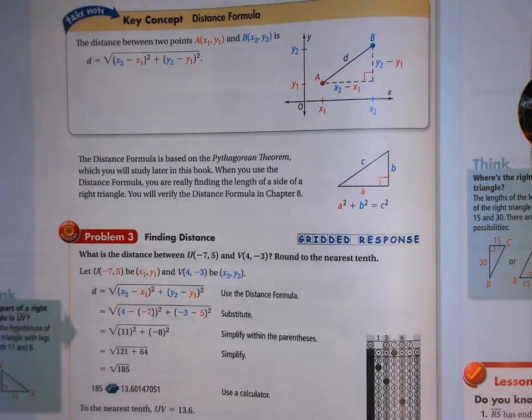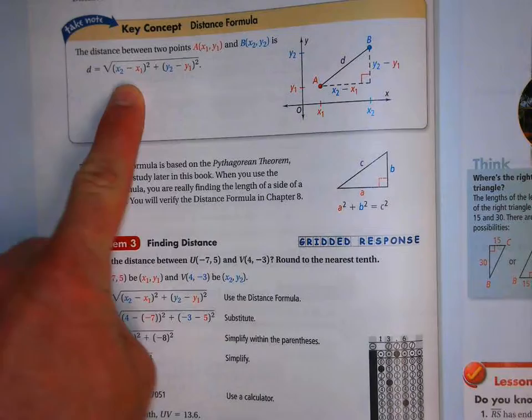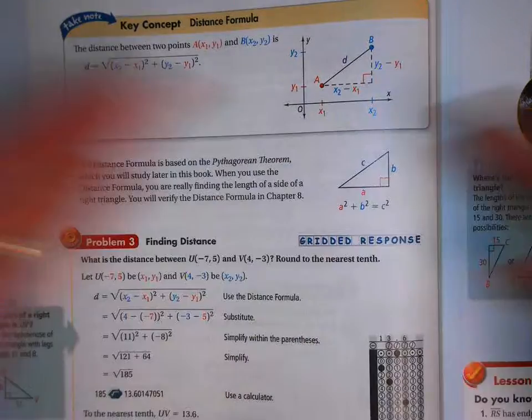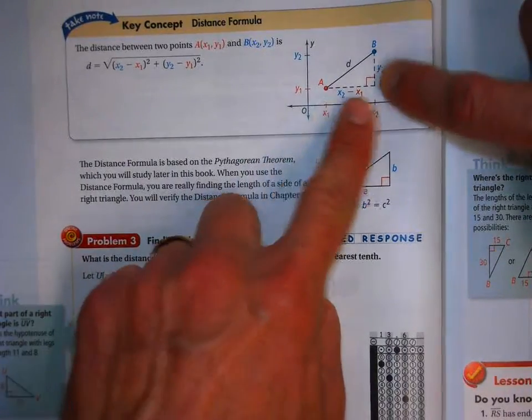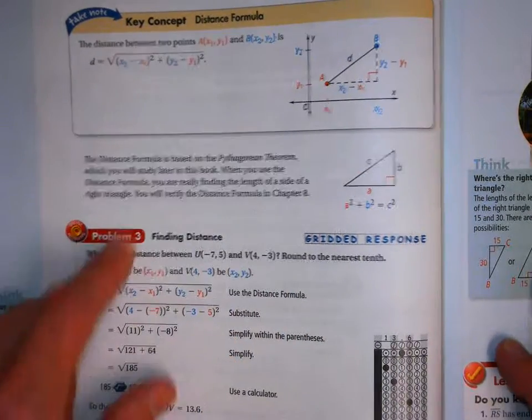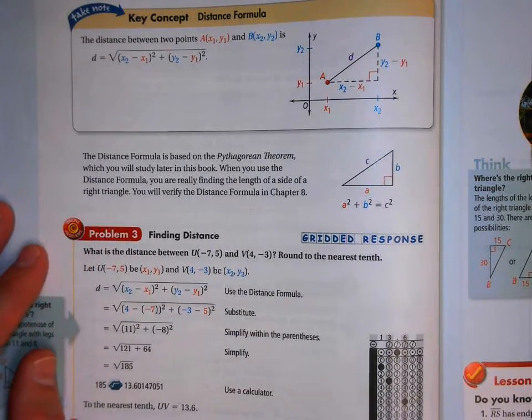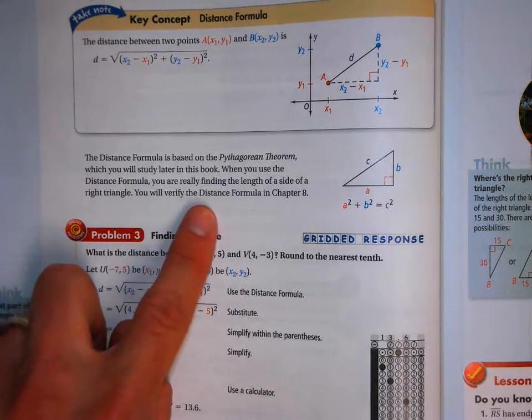What, Mr. Katz? That formula. Okay, so to solve for the distance between any 2 points, we're using the hypotenuse of an invented right triangle. It's all based on the Pythagorean. Oh, there it is, right there in the textbook, based on the Pythagorean theorem. So you'll verify the distance formula in Chapter 8.